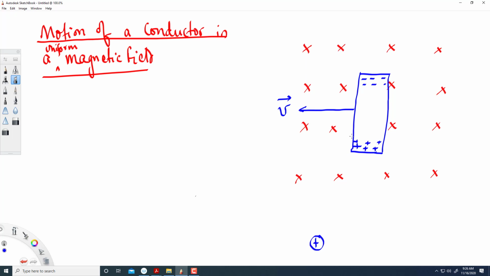Not magnetize. So before magnetism, it's a kind of dipole. So yeah, what is the physical quantity that is produced?